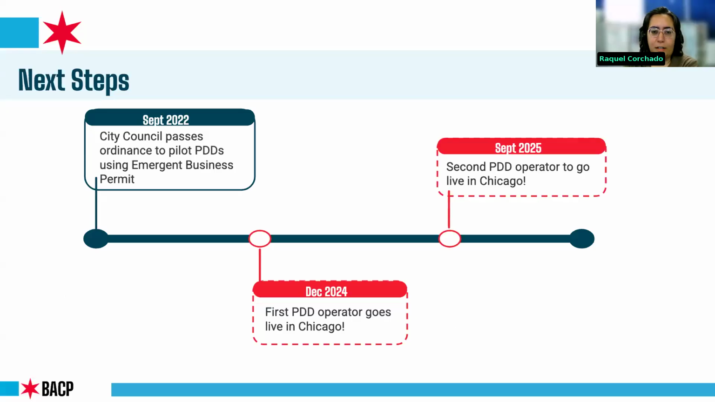Our next step, we're here on September 30th. Today is the go-live for the second operator who has applied for the business permit and has MDS also live as of this last week. So they are all ready to go as well. So we will have our second operator coming into the city as of today.